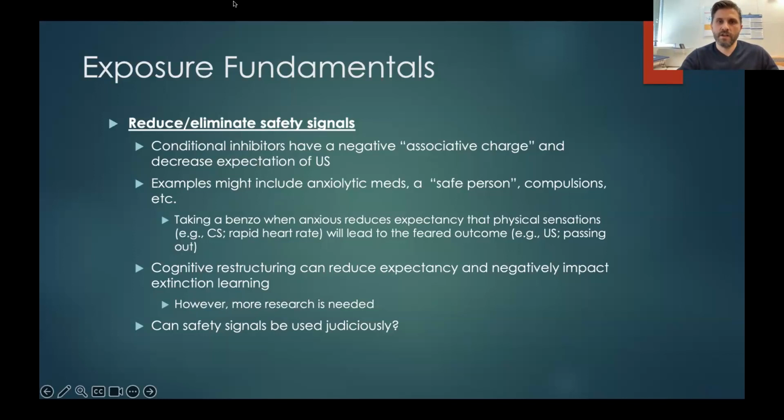I want to take a quick look at the questions. How about cognitive restructuring after exposures, articulating the extinction learning? We're going to talk about that in just another slide. I just don't call it cognitive restructuring, but we're going to talk about that.